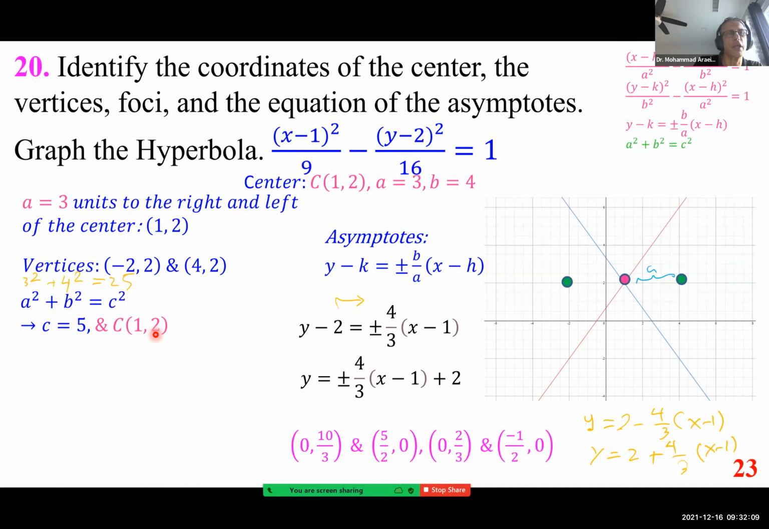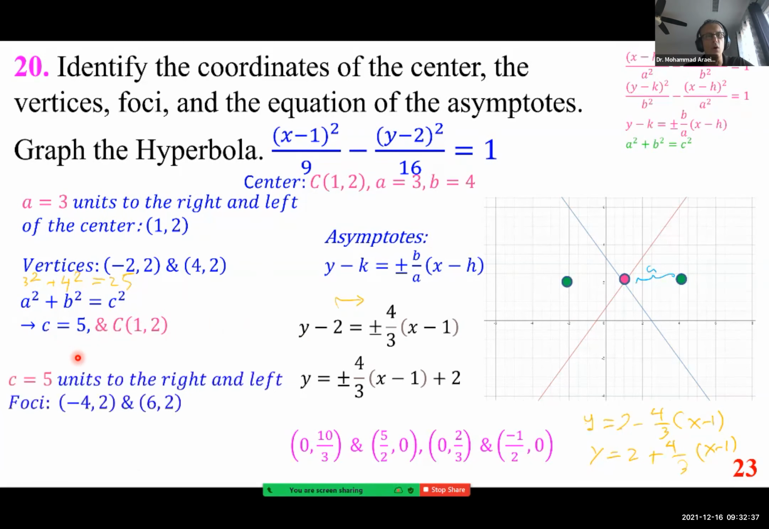The center hasn't changed, right? So again, it's sideways, so we are going to go C equals 5 units to the right and left of this number. So the x coordinate is 1, add C units, that means 5 units, becomes 6, and subtract 5 units becomes 1 minus 5 or negative 4. Same y coordinates. So those are the foci. So I hope everybody can see how easily we can calculate those.